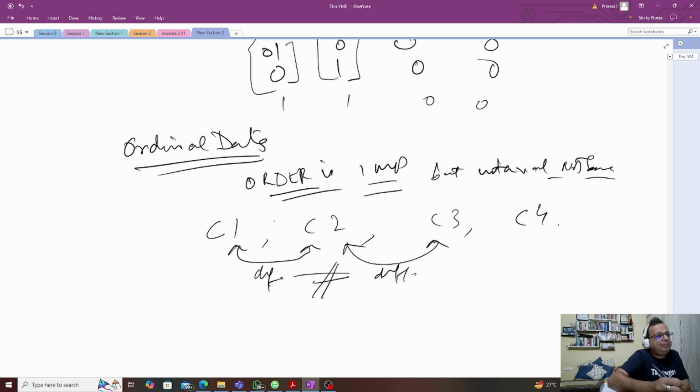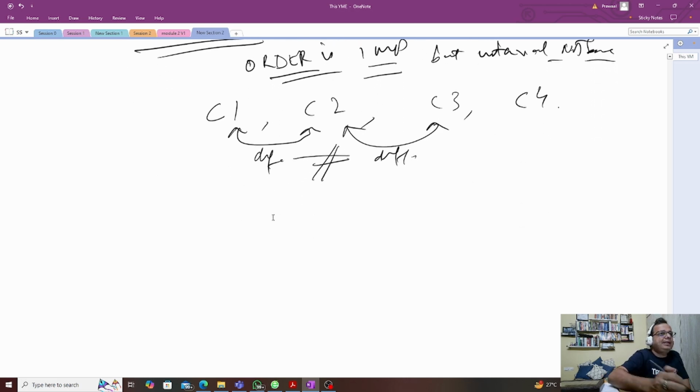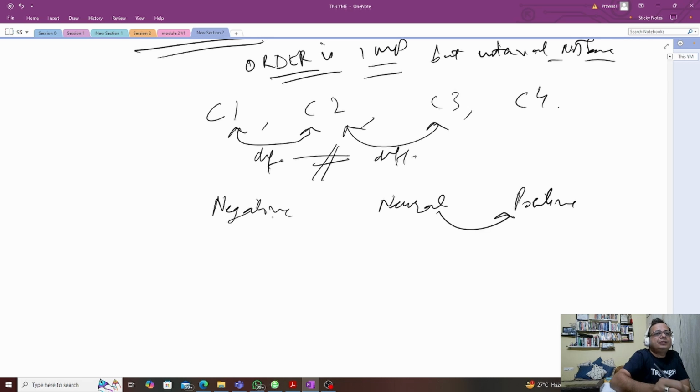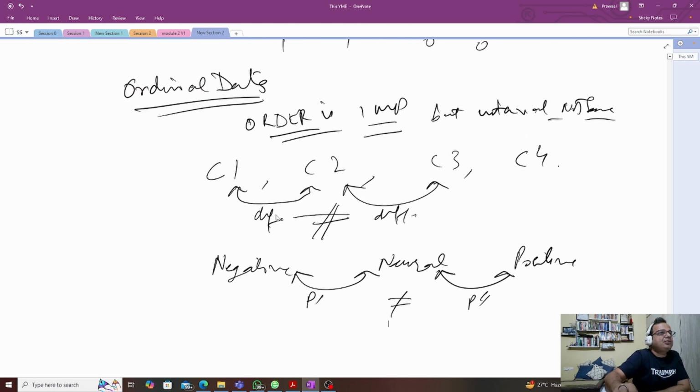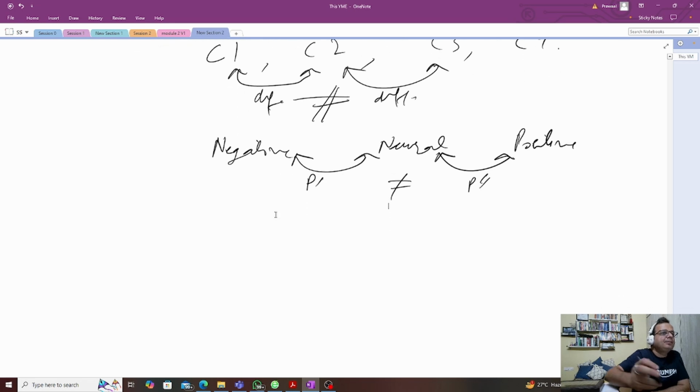For example, if there is a text and we are saying that this is negative sentiment, this is neutral sentiment, and this is a positive sentiment, so it is not always the same that the difference of polarity here and the difference of polarity here may be the same, may not be the same. So this is the second category, which is ordinal data. Order is important, but the difference of values is not the same.